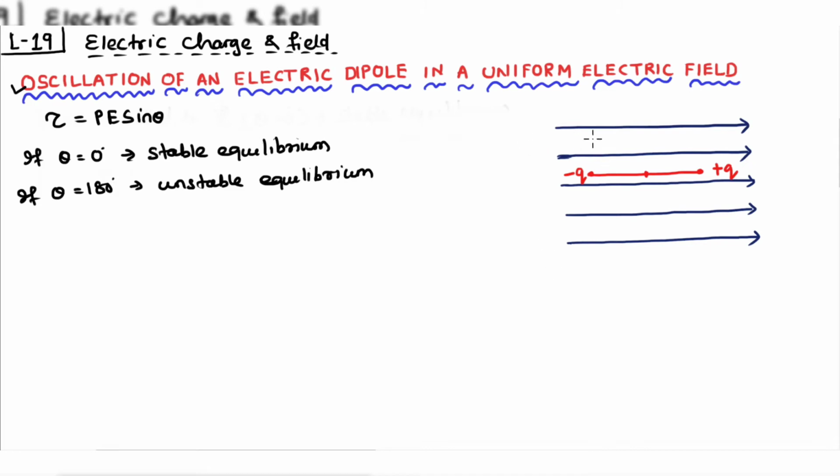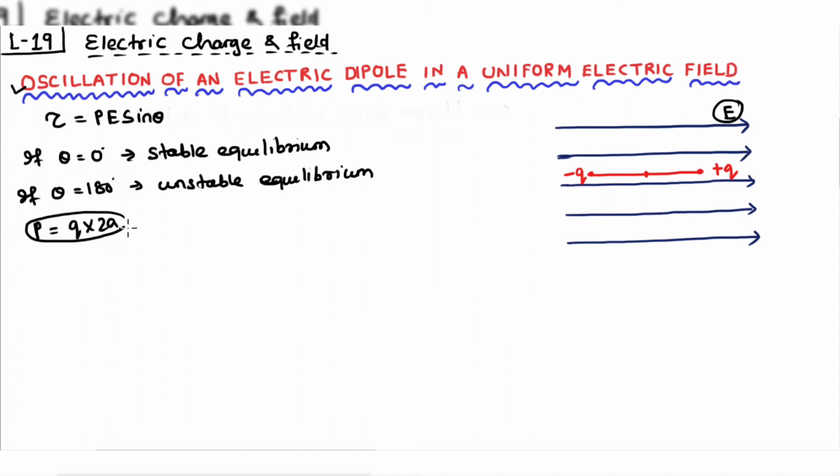So look at the diagram here. We have a uniform electric field, which is represented by parallel and equispaced field lines, and suppose E is the strength of the electric field. Inside this uniform electric field, we have an electric dipole consisting of two charges, minus q and plus q, and the separation between the two charges is 2a. So the dipole moment will be how much? P is equal to q into 2a. This is the dipole moment.